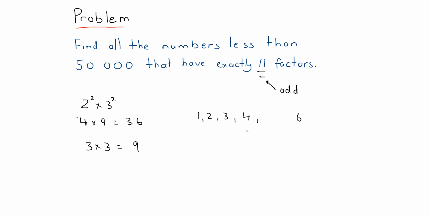So I'm going to have here 9, 12, 18, and 36 when I pair them up. And I've got 1, 2, 3, 4, 5, 6, 7, 8, 9 factors. If you're wondering why that is, please watch the last lesson again.